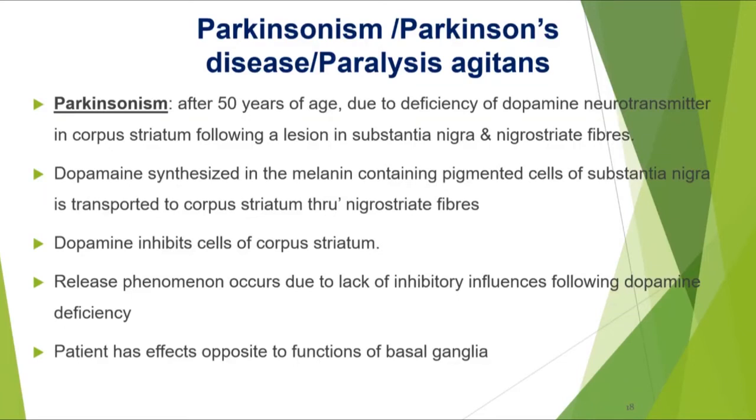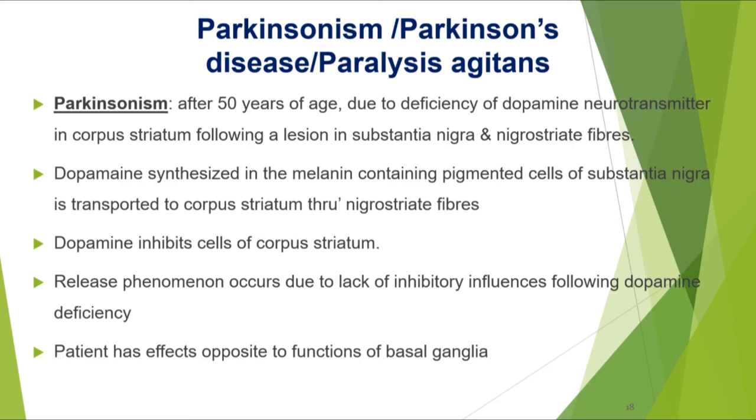One of the most important conditions occurring due to a lesion of basal ganglia is Parkinsonism. It is also otherwise known as Parkinson's disease or paralysis agitans. Parkinsonism occurs usually after 50 years of age due to deficiency of dopamine neurotransmitter in corpus striatum following a lesion in substantia nigra and nigrostriate fibers. Dopamine that is synthesized in the melanin-containing pigmented cells of substantia nigra is transported to corpus striatum through nigrostriate fibers. The fibers which carry the neurotransmitter to the corpus striatum are called nigrostriate fibers.